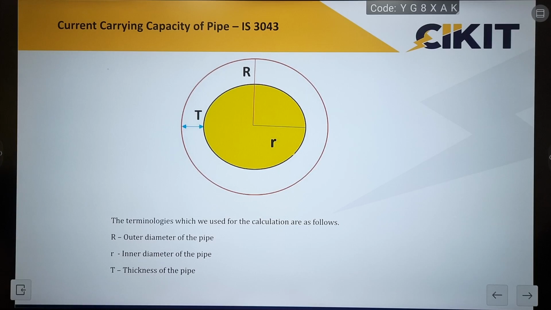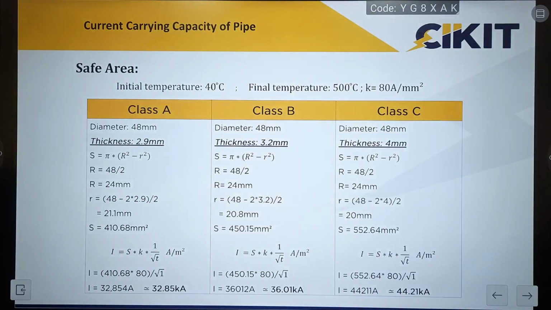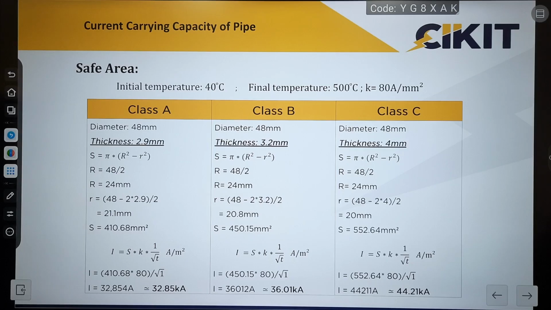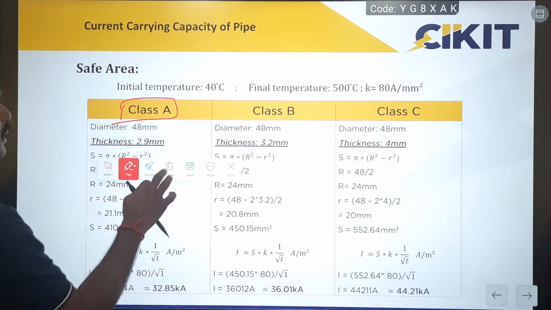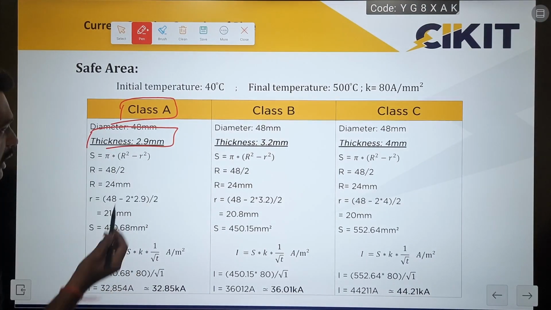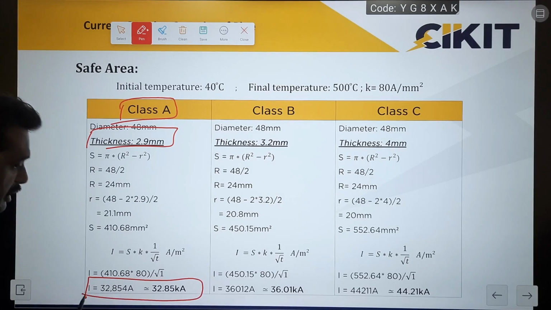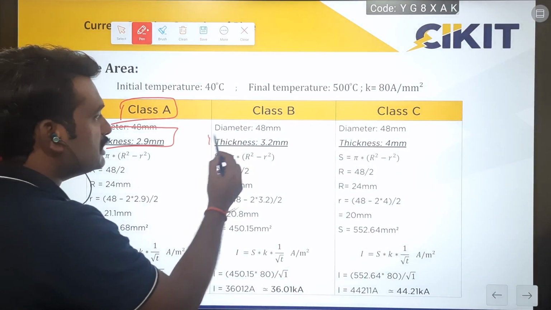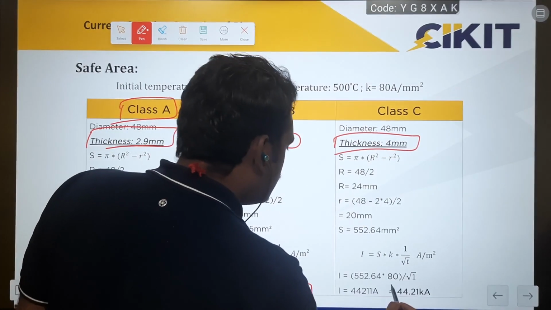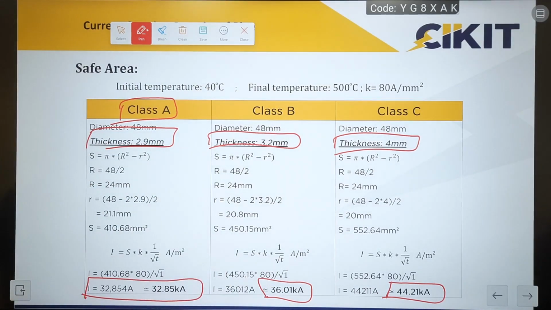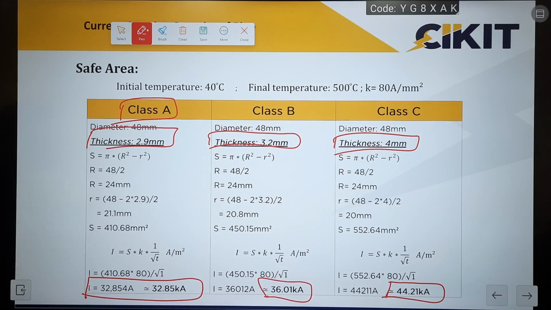Rather, we have to provide the current carrying capacity of 48 mm pipe via class A pipe, class B pipe, and class C pipe, because all these pipes will have different fault current carrying capacity. Taking class A as an example, the thickness is 2.5 to 2.9 mm, and the current carrying capacity is 32 kA. Similarly, for class B, the thickness is 3.2 mm and the capacity is 36 kA. And for class C, the thickness is 4 mm and the current carrying capacity is 44 kA. Depending upon the thickness, the current carrying capacity of the pipe increases.